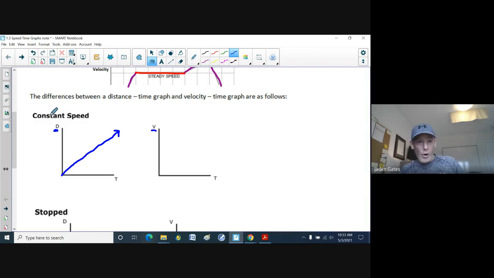Now, if you're going at constant speed, our speed time graph is going to look a little bit different. Say we do have a certain speed, I'm going to say right here, we're going to start off with this speed, whatever it may be. If it's constant, it means it's not going to change. And so we're going to have a straight line right across, because we're constantly having the same speed. So there's a difference in the two graphs for the same situation.